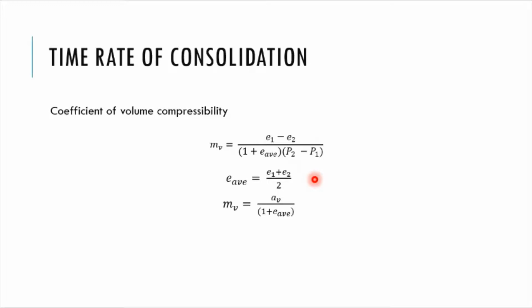This will be equal to av over 1 plus e average, because we all know that this is av, or the coefficient of compressibility. And then we have the coefficient of consolidation, which is equal to the hydraulic conductivity of the soil over the volume compressibility multiplied by the unit weight of water. So let us again solve problems in order for us to understand more of the time rate of consolidation.